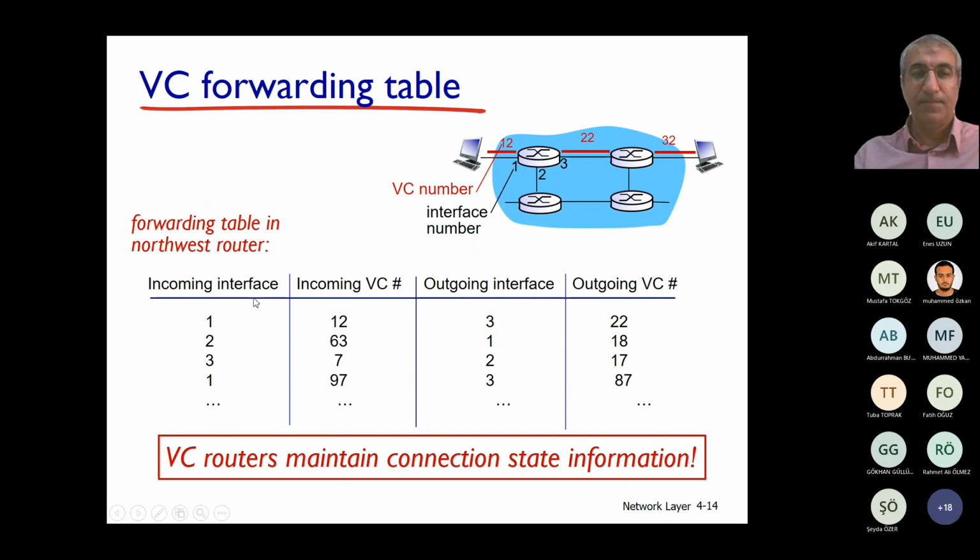Let's look at how the forwarding table keeps track of these states. Say we have an incoming interface, which is 1, and the incoming VC number is 12. You forward this to the outgoing interface, which is 3, and the outgoing VC number is 22. So it keeps track of the VC number as well as the interface number for incoming as well as outgoing.